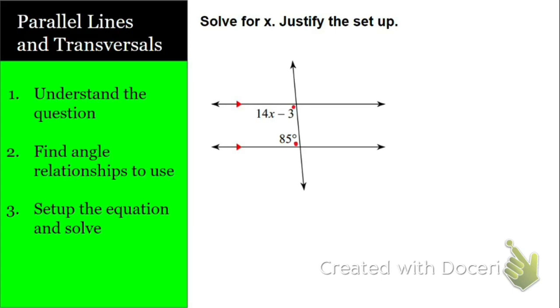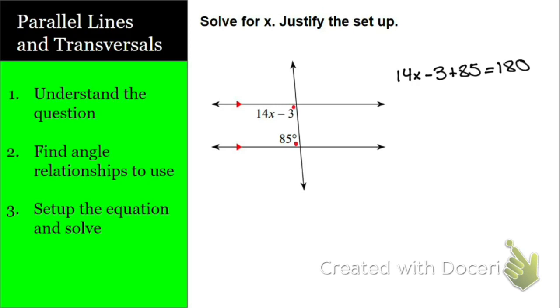Based off that, since they're same side interior, that means they're supplementary, so we have to set them equal to 180. If we solve this problem, this one is going to be 14x minus 3 plus 85 is going to be equal to 180 degrees because they are supplementary.